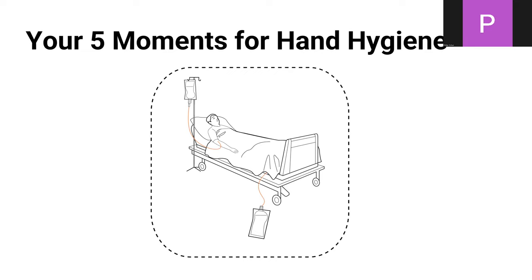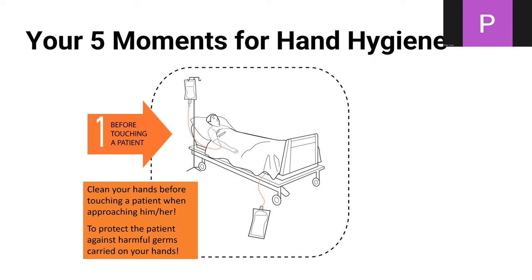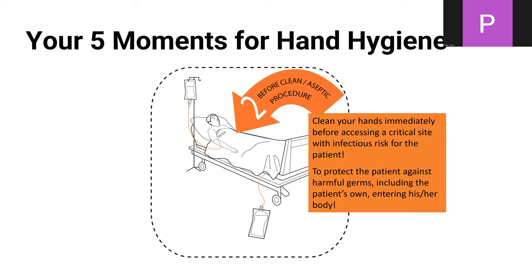So what are the five moments? Moment one, before touching the patient, and this we do to protect the patient from germs that the healthcare worker may be carrying on his or her hands, or germs from the healthcare area. That's moment one, before touching a patient, such as when you want to take vital signs, do blood pressure, check the pulse rate and the respiratory rate. Moment two is before aseptic procedure. So before clean or aseptic procedure, and for this, you need to protect the patient from germs that may be carried on the hands of the healthcare worker or from the healthcare area, and also germs from the patient himself.